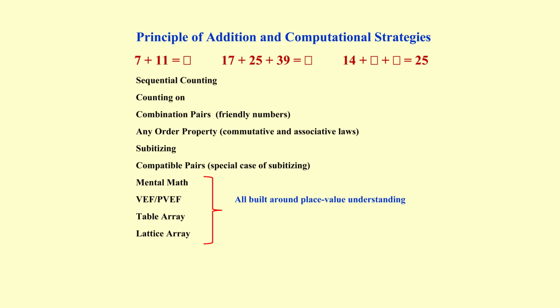So let's go back and see what the next one is that we want to tackle in our list. And so that brings us to what's called value expanded form and place value expanded form. So let's look at those two strategies. And these are sort of leading up to what we might think of as some of the better computational strategies for addition. So let's go back to our smartboard screen.